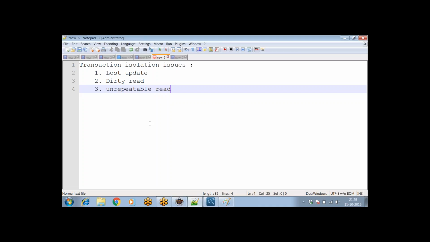You got this point here. So each time the transaction reads the same row twice, it gets different results because another transaction might have updated that row. Yes, that's the reason. There is a possibility.